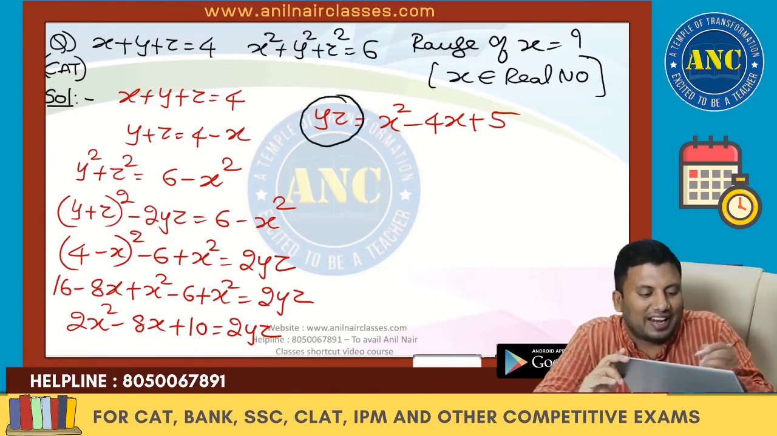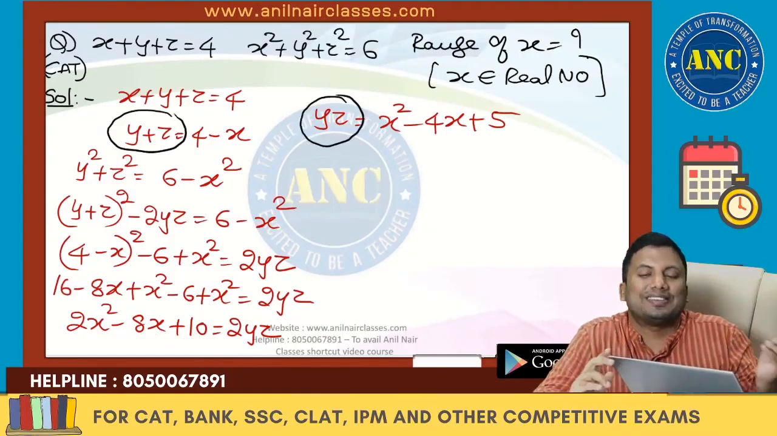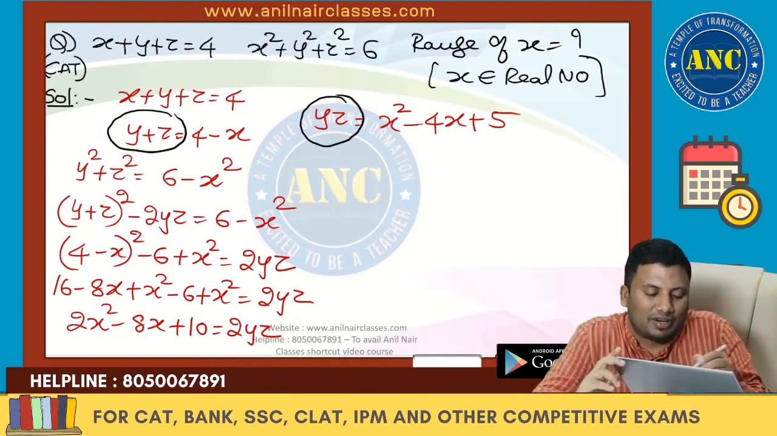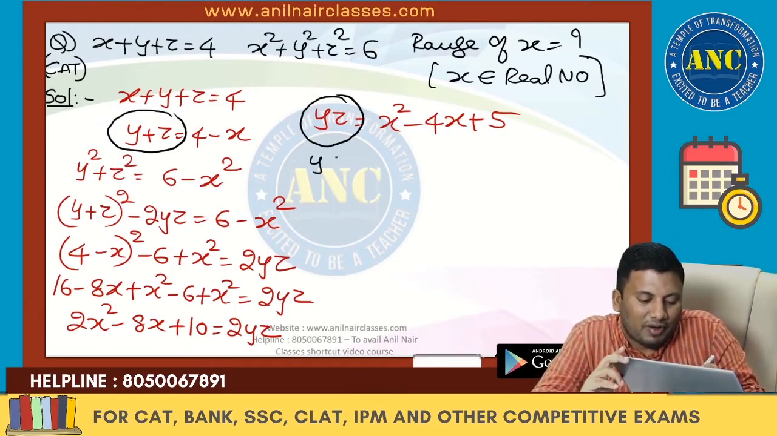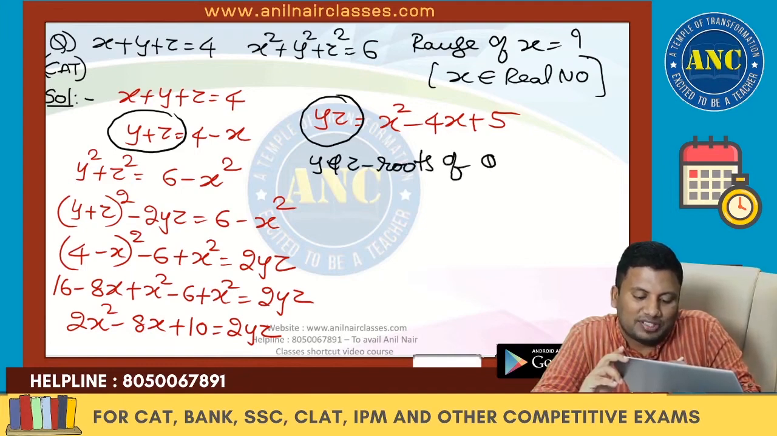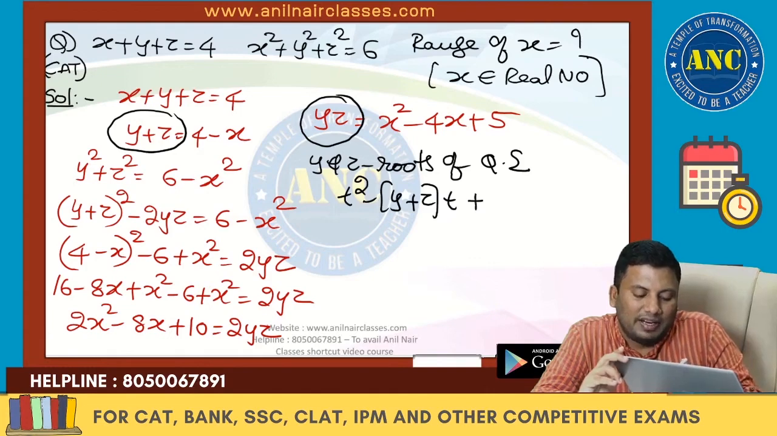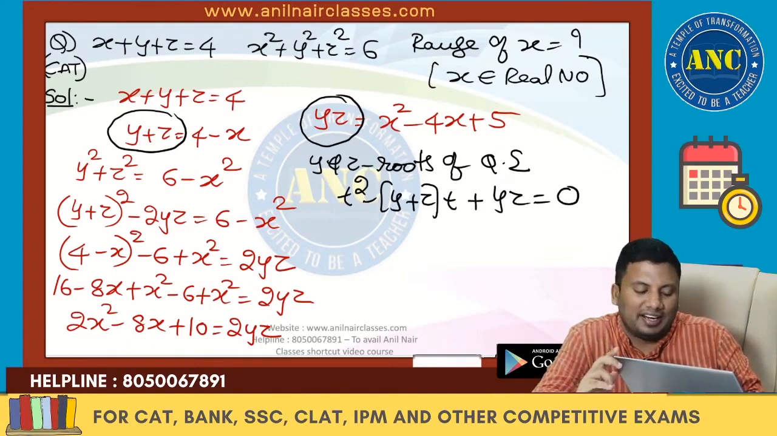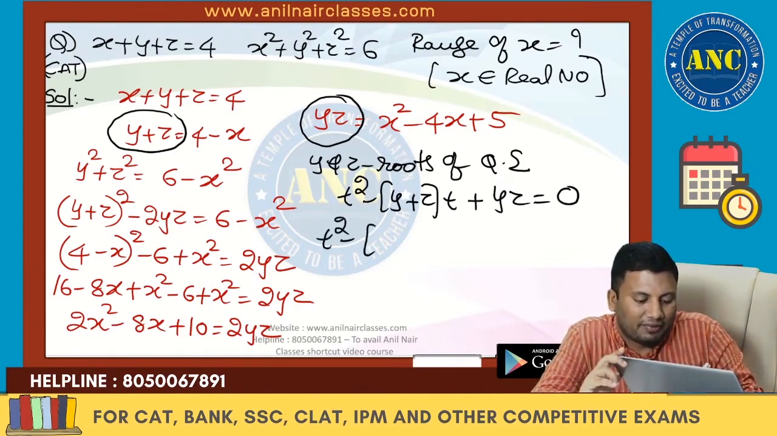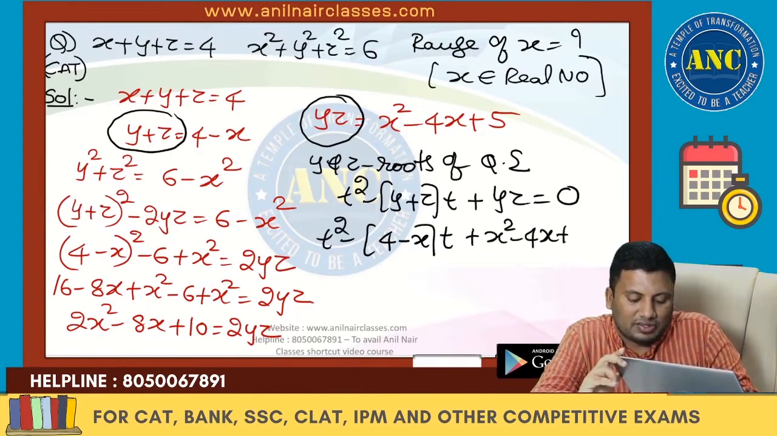Yz seems like the product of the roots. Y plus z seems like the sum of the roots, right? If y and z are roots of a quadratic equation, what will be the quadratic equation? t square minus (alpha plus beta) into t plus alpha beta equivalent to 0. Am I right? So t square minus (4 minus x) into t plus x square minus 4x plus 5 equivalent to 0.